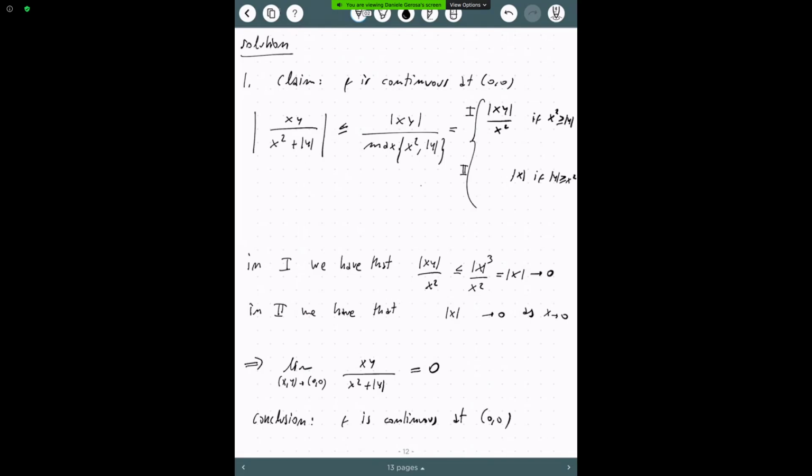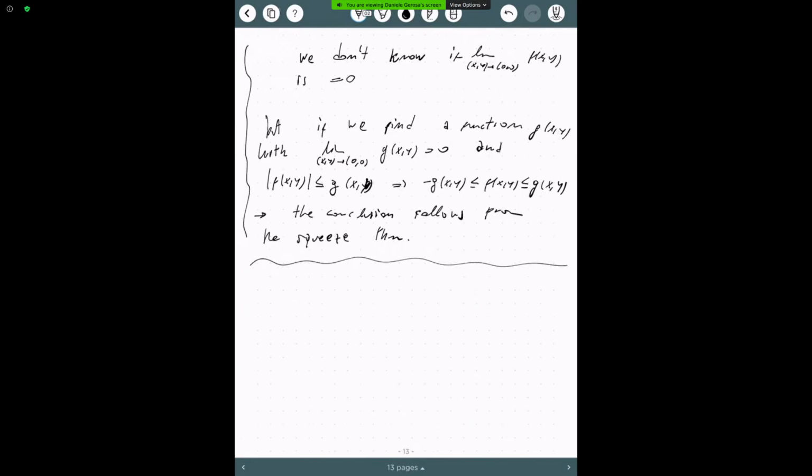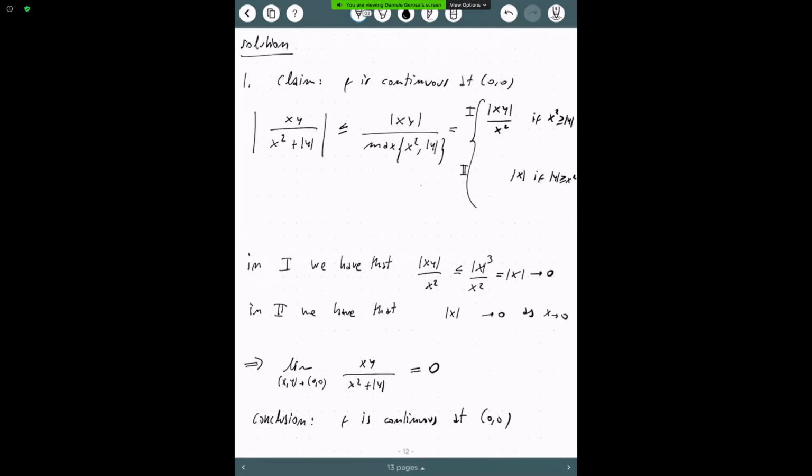No, it should be fine. Okay, so let's see. We proved that now the function is continuous. That's quite important. So the conclusion is continuous at (0, 0), and therefore f is continuous in R², in the whole plane.